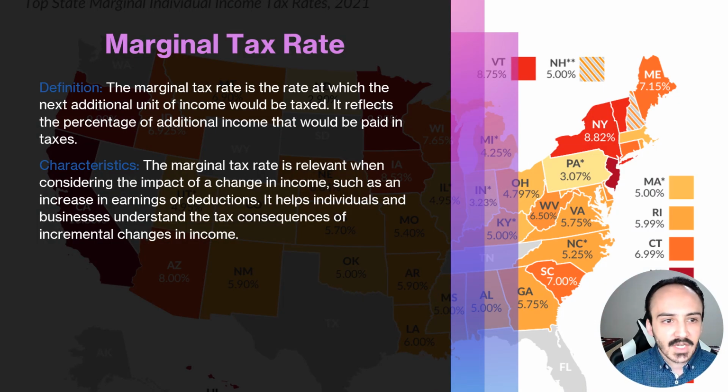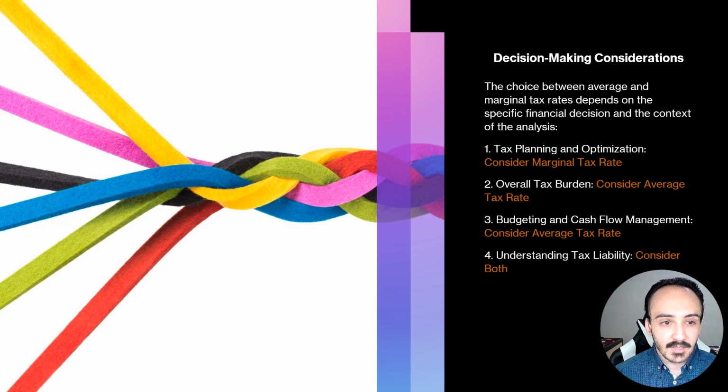The marginal tax rate definition: the marginal tax rate is the rate at which the next additional unit of income would be taxed. It reflects the percentage of additional income that would be paid in taxes. Characteristics: the marginal tax rate is relevant when considering the impact of a change in income, such as an increased earning or deduction. It helps individuals and businesses understand the tax consequences of incremental changes in income.